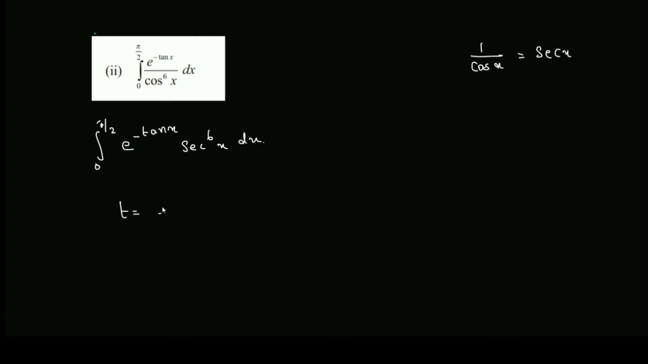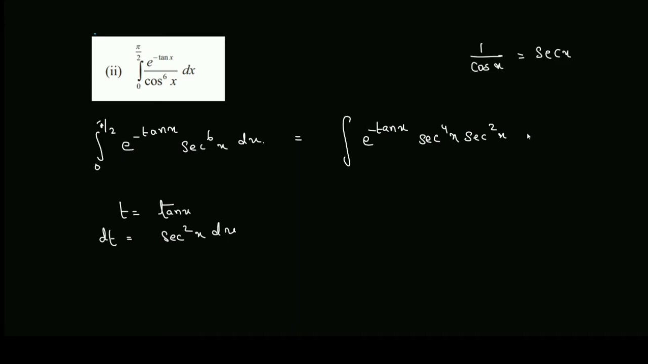So put t is tan x. You know that dt is secant square x dx, isn't it? So let us rewrite this now. Integral e power minus tan x, and you can split the secant power 6 as secant power 4x into secant square x dx.